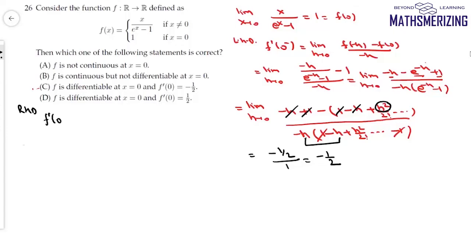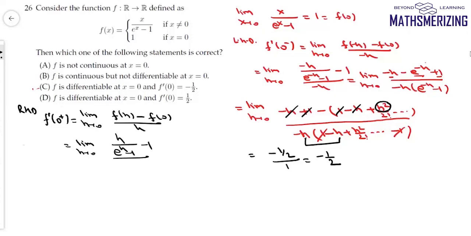So the right hand derivative f dash 0 positive will simply be limit h tends to 0, f(h) minus f(0) upon h. So I'll write this as limit h tends to 0, h upon e to the power h minus 1, minus 1, upon h. I'll write it as limit h tends to 0, (h minus e to the power h plus 1) upon h into (e to the power h minus 1).